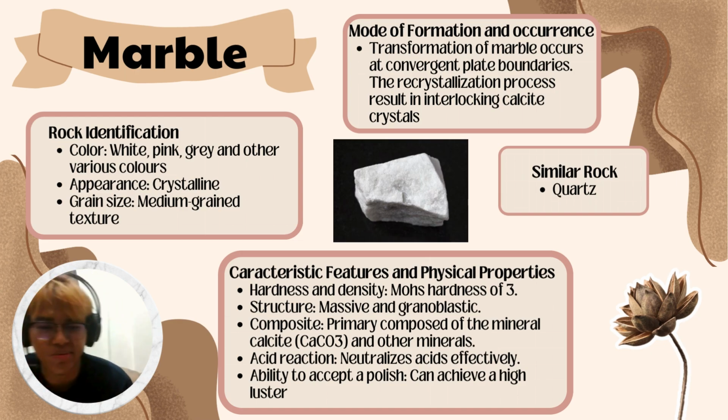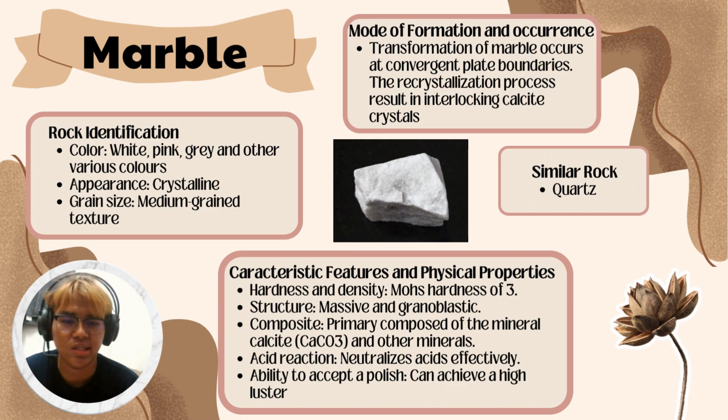The rock identification for marble: the color is white, pink, gray, and various other colors. The appearance of marble is crystalline. For grain size, it has a medium grain texture, allowing you to see interlocked calcite crystals with the naked eye. The characteristic features and physical properties: marble has a Mohs hardness of 3.